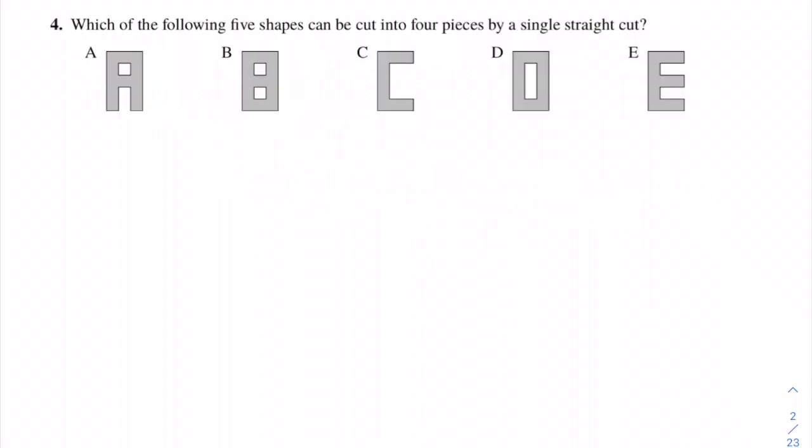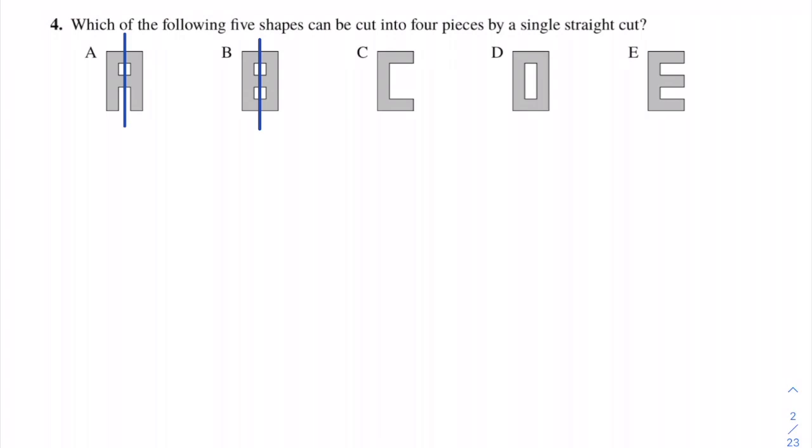Question 4 says, which of the following 5 shapes can be cut into 4 pieces by a single straight cut? So if we look at these shapes individually, we can draw a single straight line going through the center of each of these shapes, and then we can see how many shapes they can be cut into. So if we look at the first one, A, if we draw a straight line going straight down the center, we can see that this will be split into 2 different shapes. So it can't be A. If we do the same for B, that will also be split into 2 separate shapes. So it can't be B.